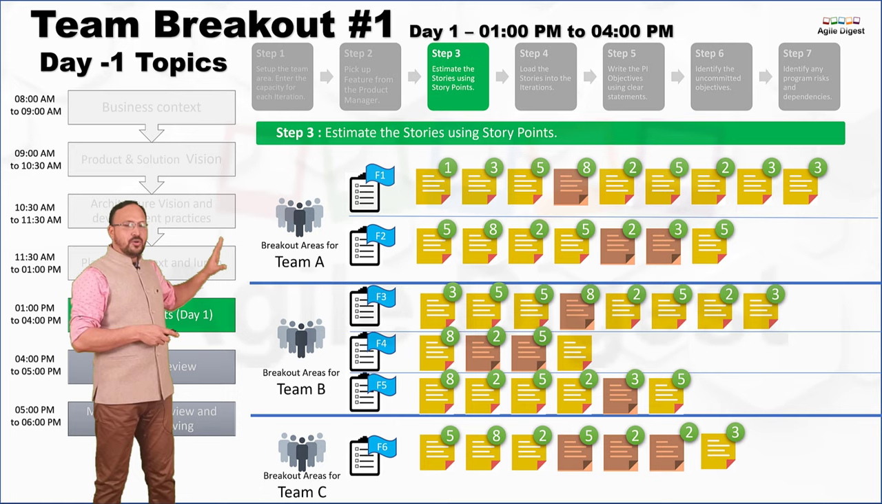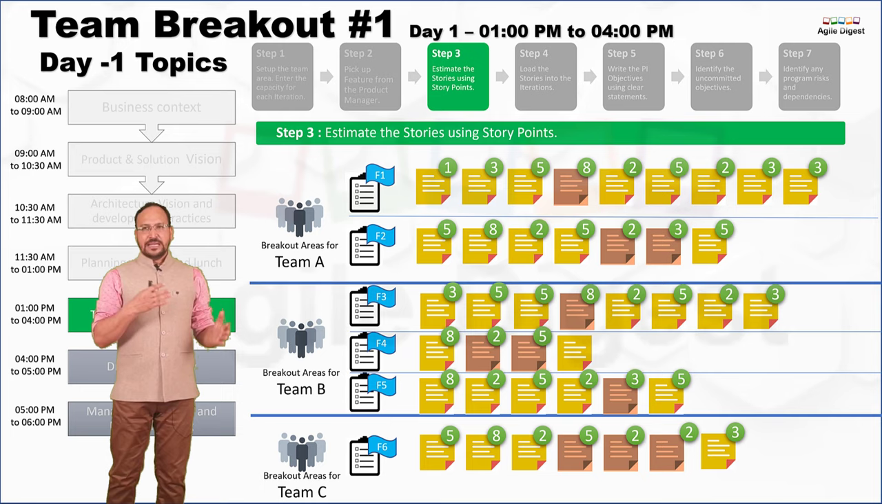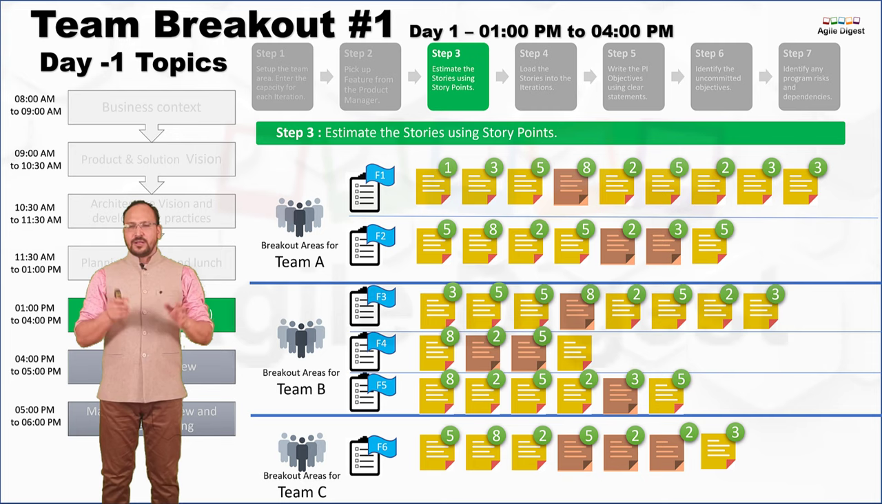Based on that, you have these many stories for two features. Team A has two features, team B has three features, and team C has only one feature, and all the features have some sets of user stories and a few enablers. Maybe you can treat the red ones as the enablers, and they have given story points to all of them. This is your step three, the estimations.